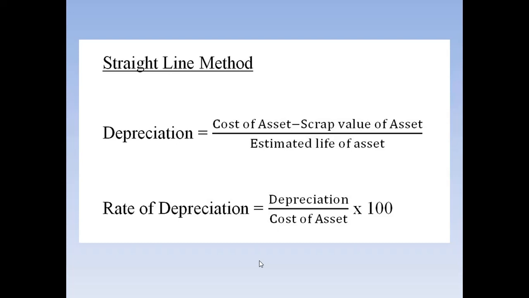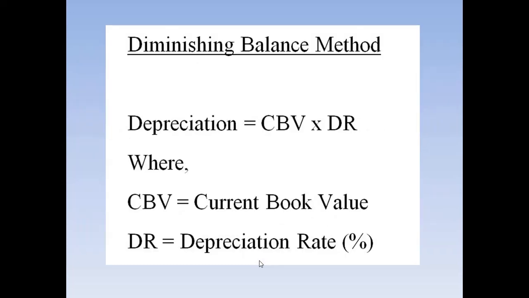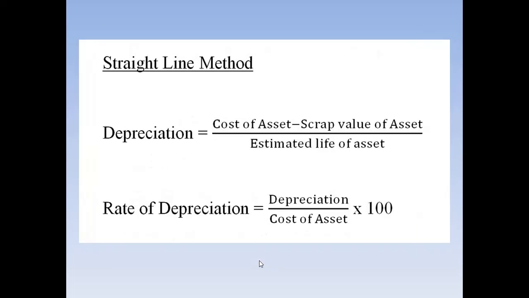In case of the straight line method, we use this formula. But in case of the diminishing balance method, we will not use the formula. So then what will we do? I will teach you when we do the numerical questions how to get the answer. Because if we use the formula, it will be too hectic, because every year you have to calculate the depreciation. But in case of the straight line method, the depreciation will remain constant every year.